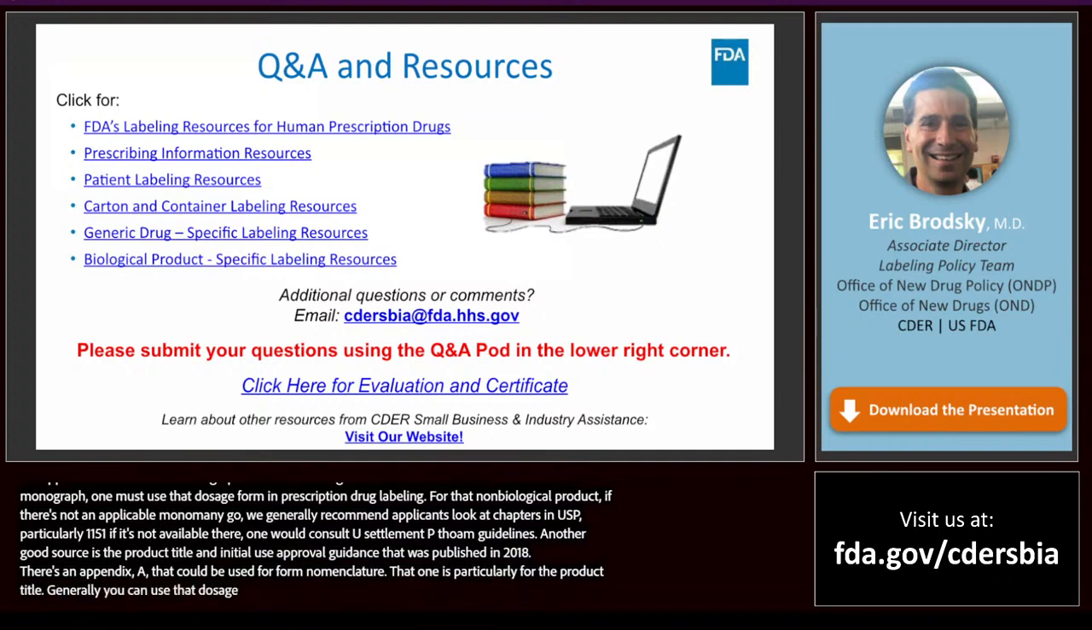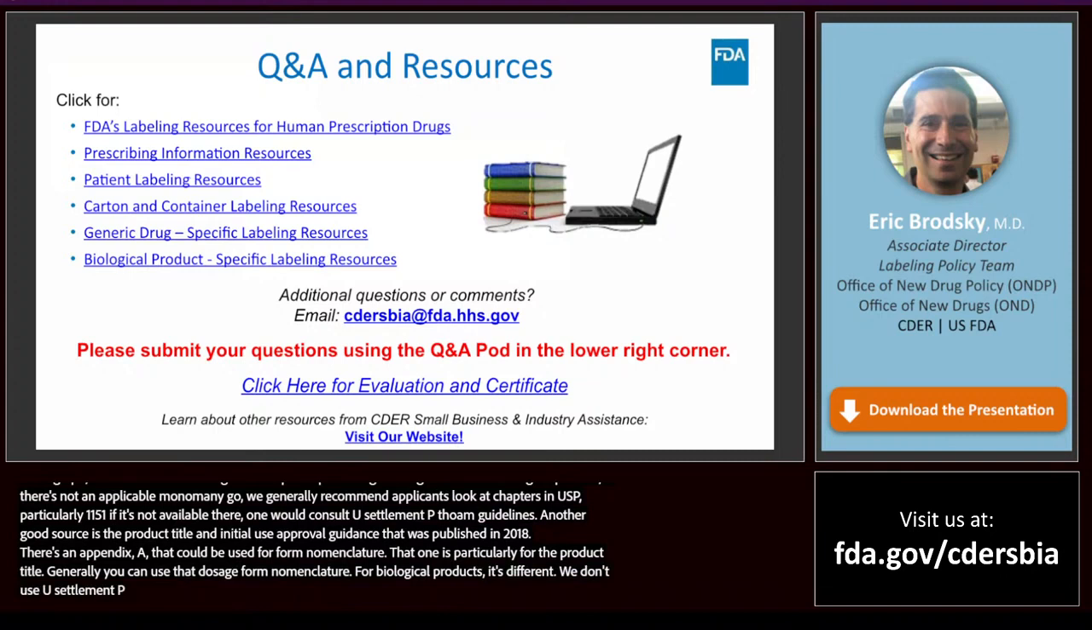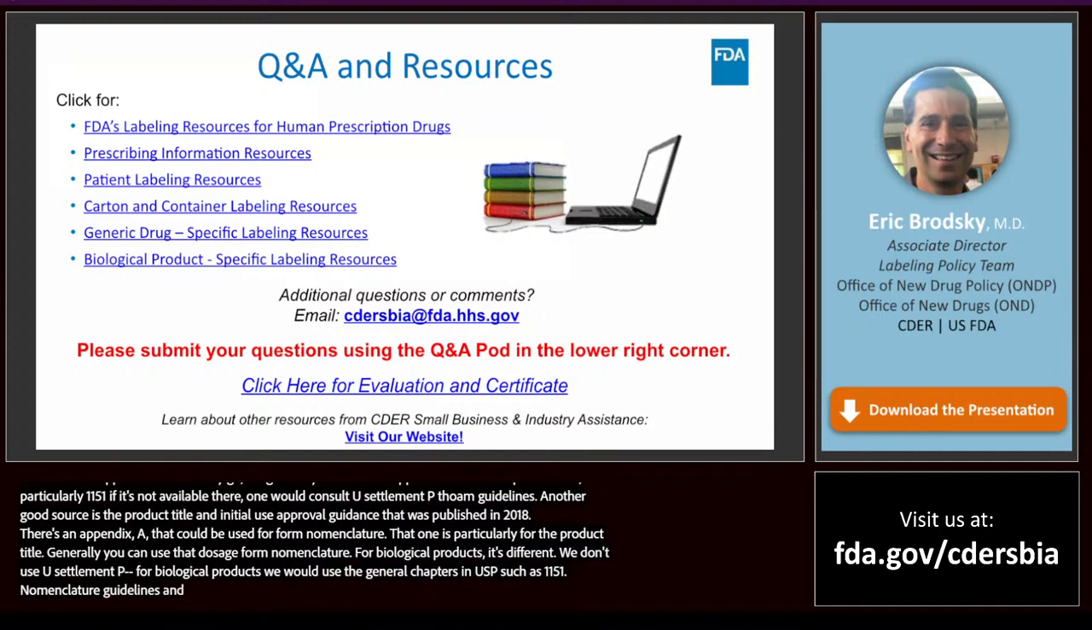Now, for biological products, it's different. We don't use USP monographs for biological products. But for biological products, similarly, we would use the general chapters in USP, such as 1151, the USP nomenclature guidelines, and also you could use that first appendix, Appendix A, in the product title guidance.